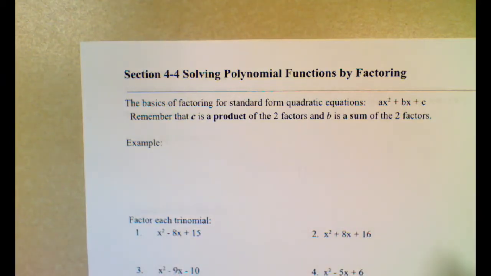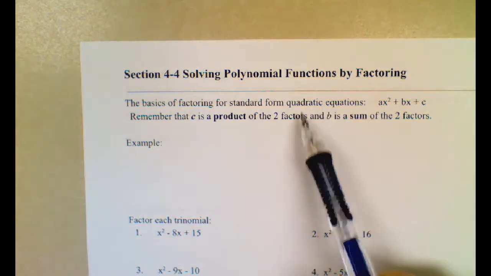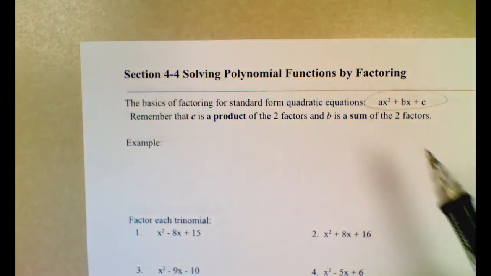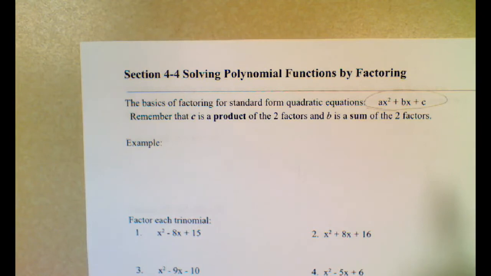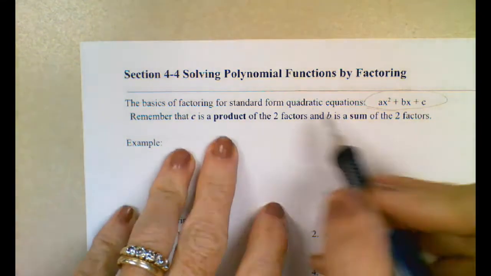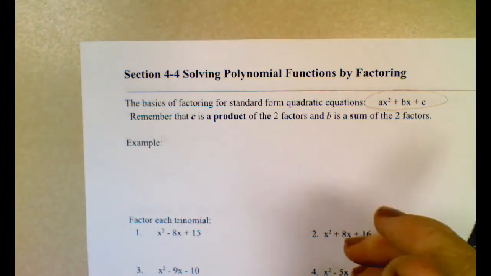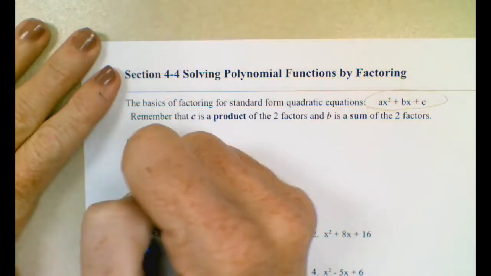Okay, now we're ready for section 4-4, solving polynomial functions by factoring. The basics of factoring for standard form quadratic equations, which is ax squared plus bx plus c. If you can remember that c is the product of the two factors and b is the sum of the two factors, then you will be just fine doing factoring.